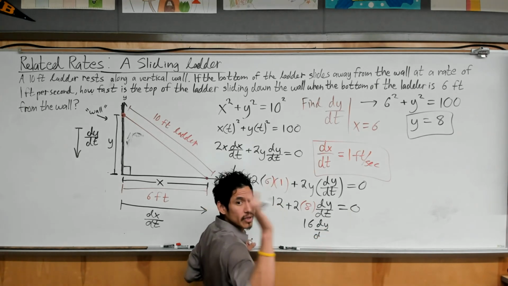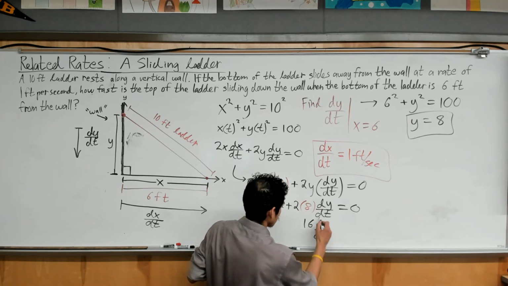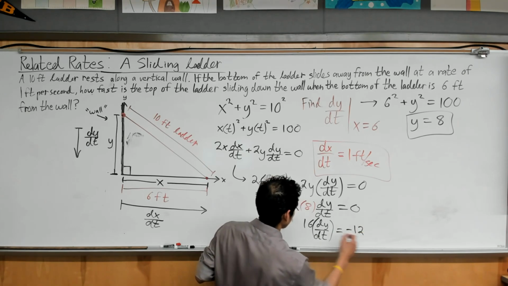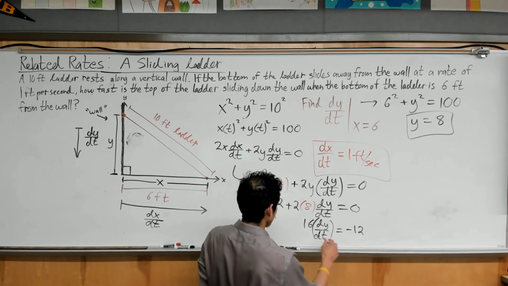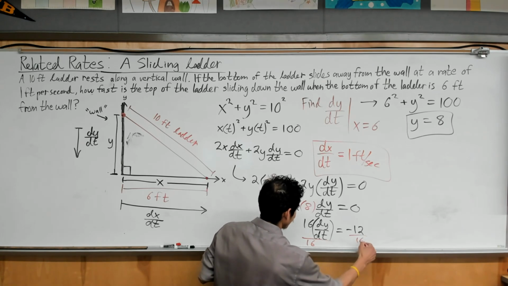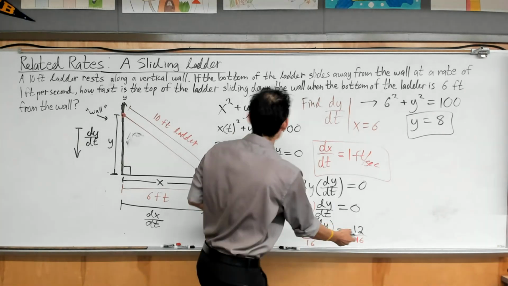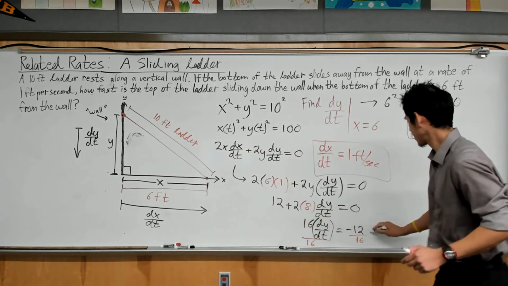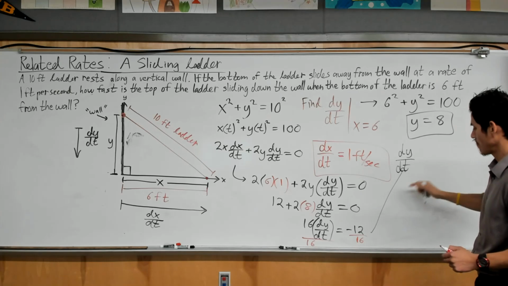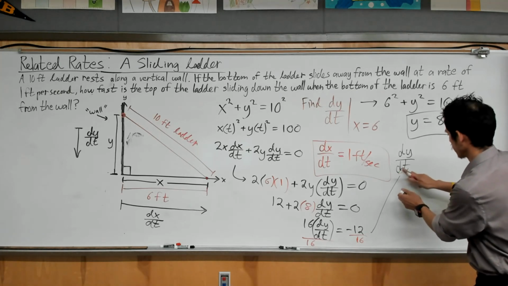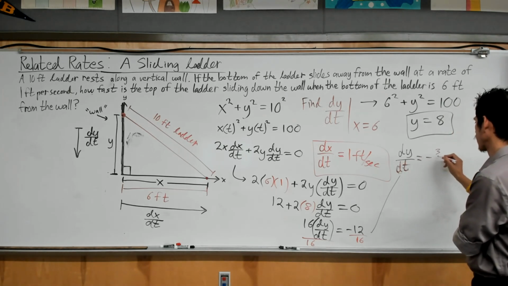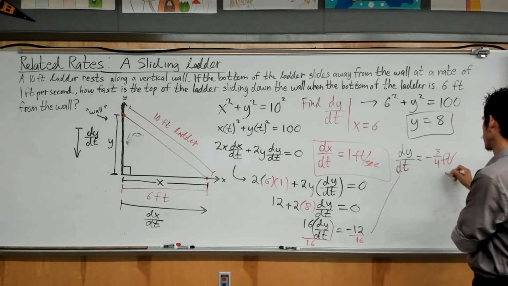Can you all see that? I didn't think I needed so much work. So 16 dy/dt equals negative 12. Divide this by 16. I apologize for squishing this down here. So negative 12 divided by 16, we get that dy/dt is negative 3/4 feet per second.